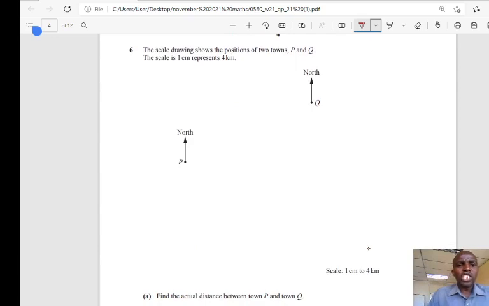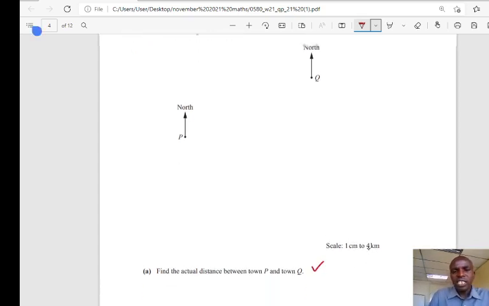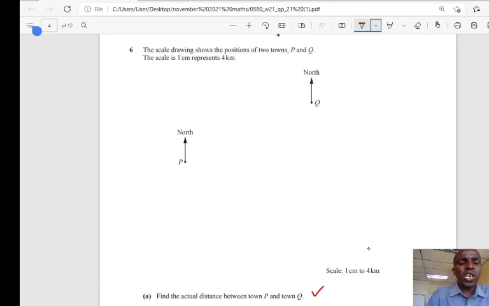Next question, question number 6. The scale drawing shows the positions of 2 towns P and Q. The scale is 1 centimeter represents 4 kilometers. Find the actual distance between P and Q. That's the first question. Using a ruler, you join P and Q. Then here you have to measure. According to my measurement using my ruler on the screen, it is 7 centimeters. That's the distance on the scale drawing.